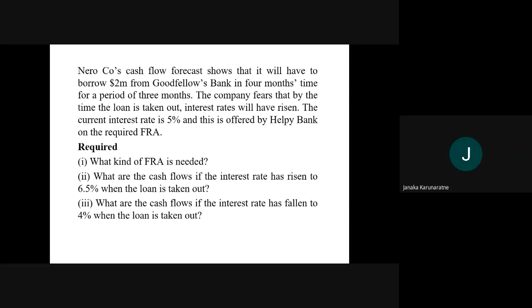Any answers? So what kind of FRA is needed?